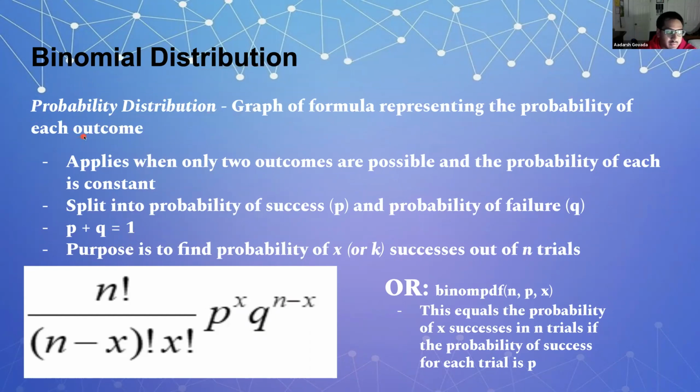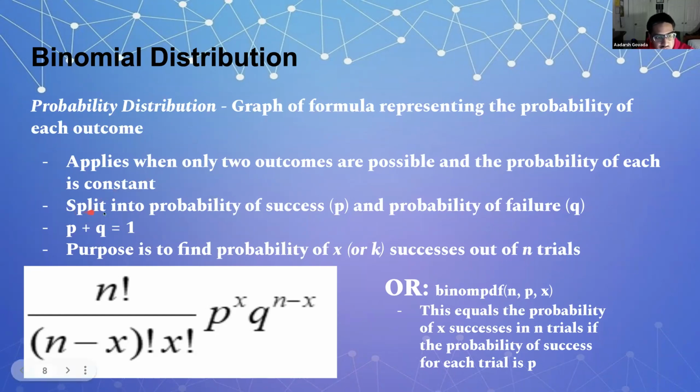So probability distributions are graphs of formulas representing the probability of each outcome when you're running multiple trials. So for the binomial distribution specifically, there can be only two possible outcomes, and the probability of each is constant. For example, one of the classic examples of a binomial distribution would be flipping a coin, right? There's only two possible outcomes, heads or tails.